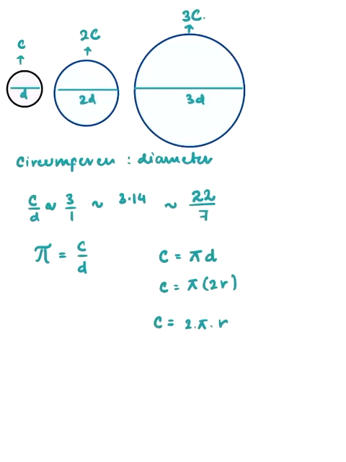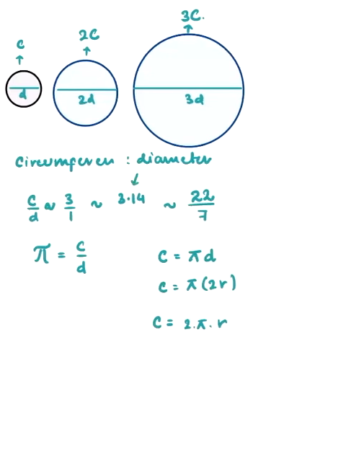Now, for questions, you can either use the value of pi as roughly 3.14 or roughly 22 by 7. But always remember, neither 3.14 nor 22 by 7 is the real value of pi. The real value of pi cannot be expressed in a rational form, right? The number pi itself is an irrational number, whose value is between 3 and 4, very close to 3. Understood? All right. So this is the expression for the circumference of the circle.